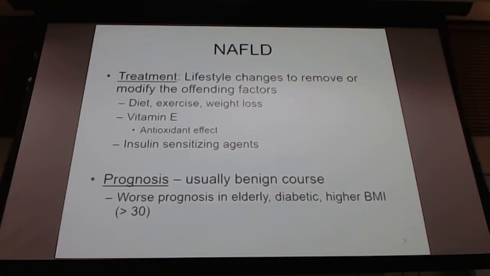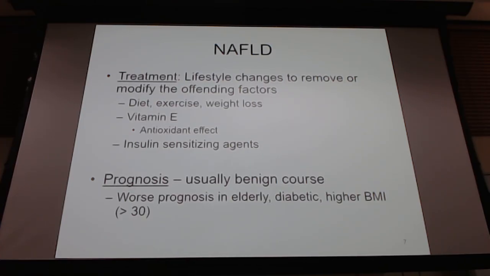Prognosis is usually a benign course, worse in the elderly, diabetic, high BMI, people that have other comorbidities. And again, a BMI over 30 is what's concerning. So please pay attention to your BMIs. Those folks might have a higher risk for that.